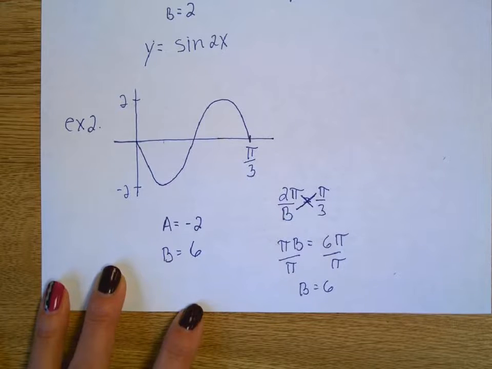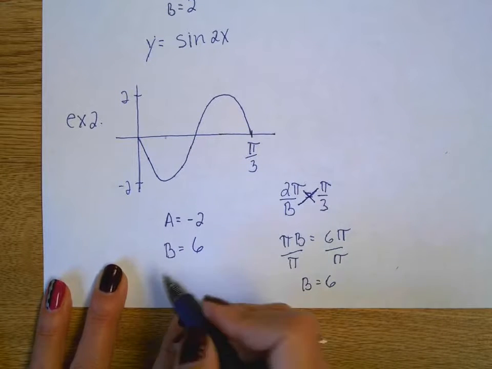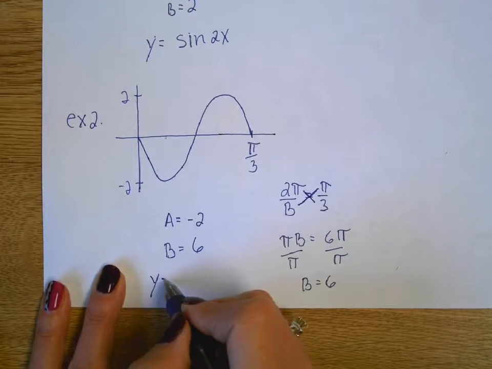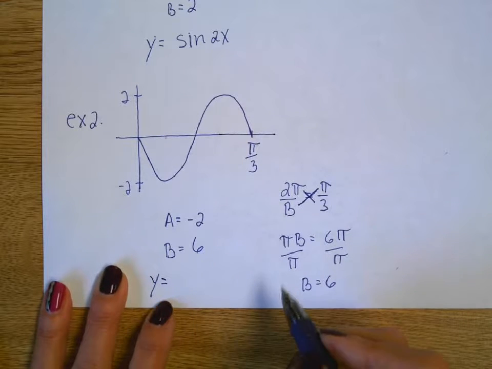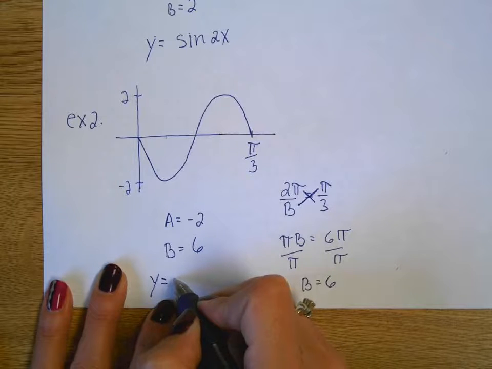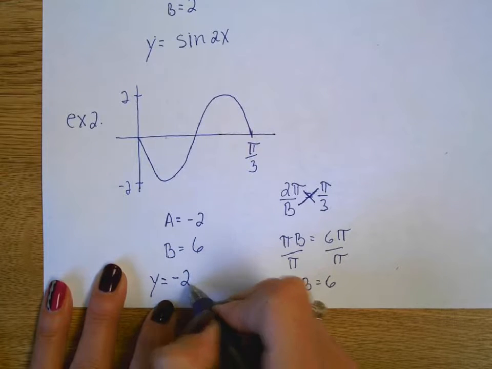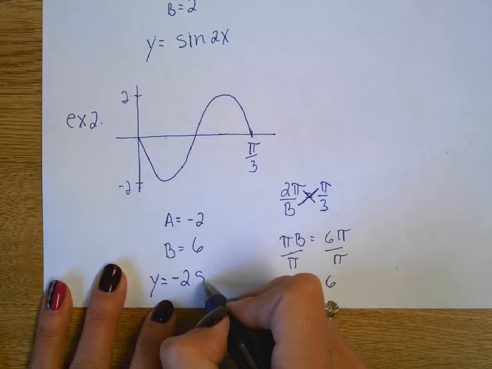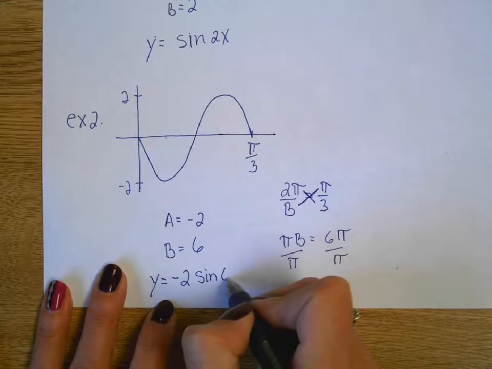So now let's write your equation. Kenley, what kind of graph do you think this is now? You are correct. So what would the equation for this sine graph be? Negative 2 sine of 6x.